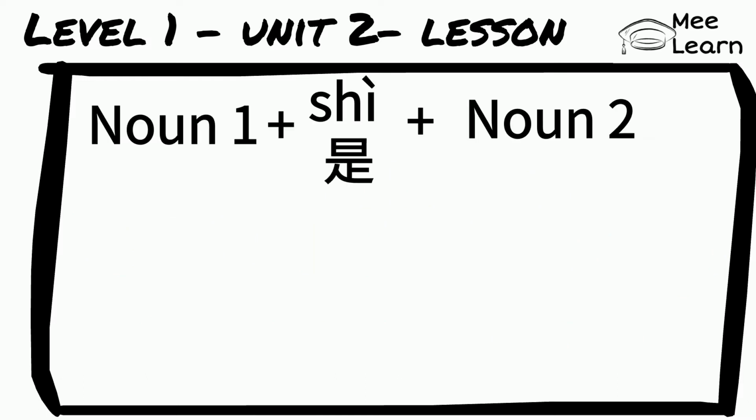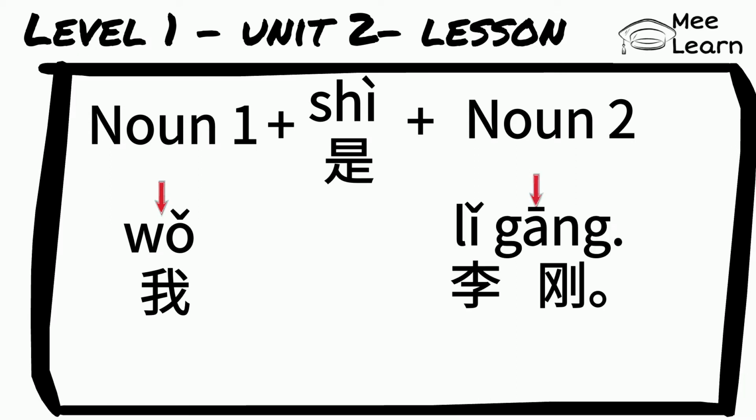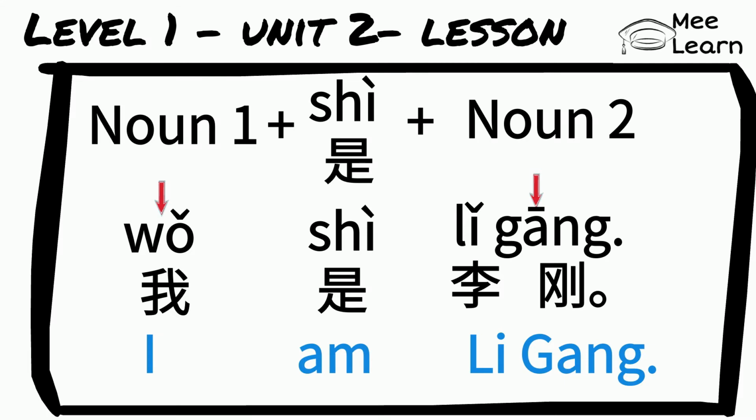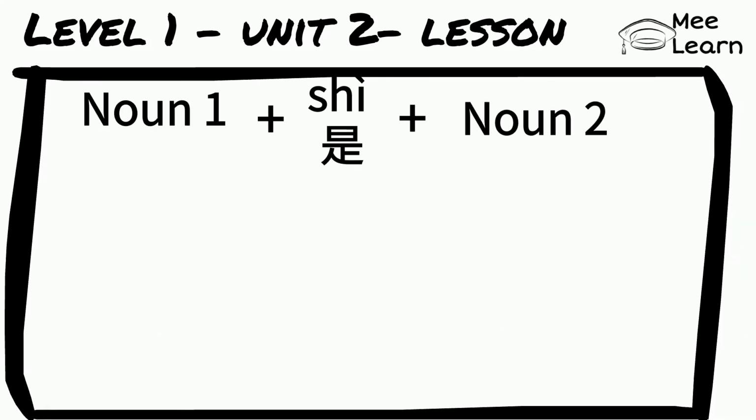The sentence structure is like this. Noun 1 plus 是 plus noun 2. Here, 我 and 李刚 are both nouns, using 是 to link them. Let's look at some examples.